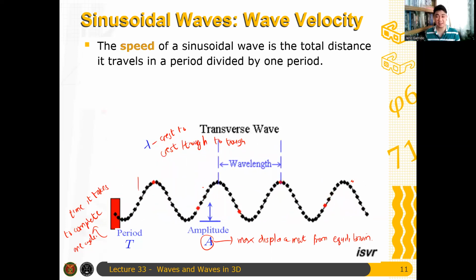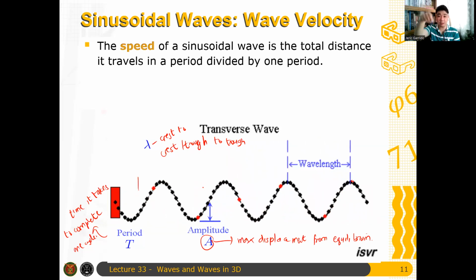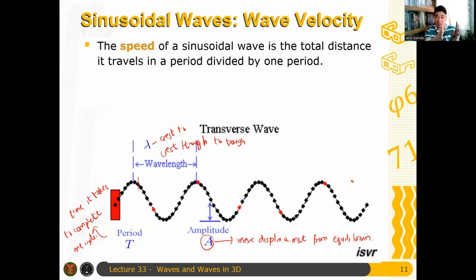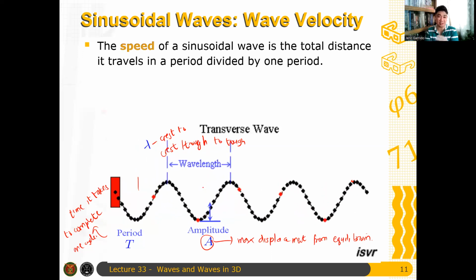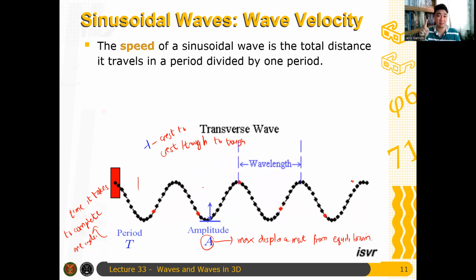The speed, then, is not the same as the speed of the disturbance. Hindi siya yung speed ng particle na pababa-paakyat. Siya yung speed ng pag-travel ng wave. Okay, clarification: that speed is the speed of the traveling wave, not of the disturbed particle.